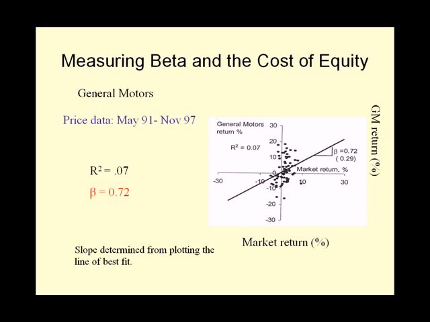This next slide is for General Motors for the period May 91 to November 97. During that time period, General Motors was doing fairly well as contrasted with how it's been doing recently. And so we get, over that time period, a beta for investing in General Motors of 0.72. Somewhat less risky than an investment in Dell, somewhat more risky than an investment in ExxonMobil.